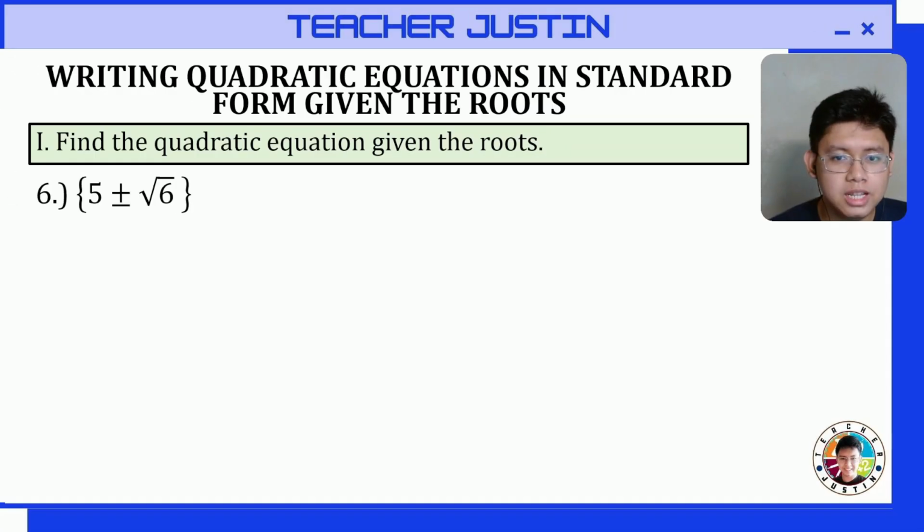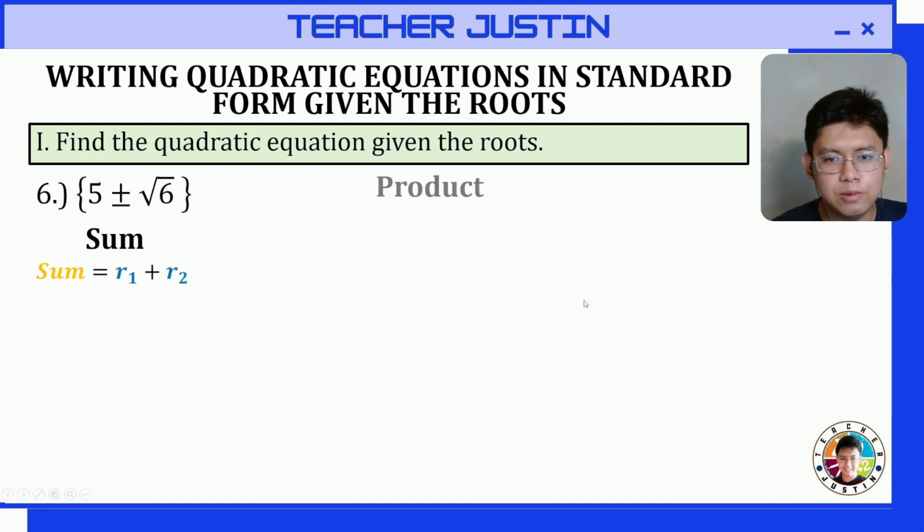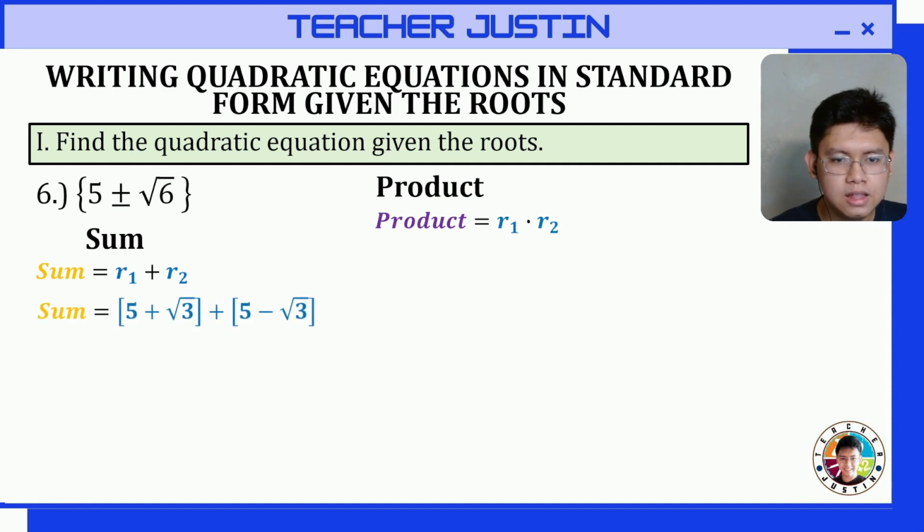Let's find the quadratic equation of these roots. So we have here 5 plus minus square root of 6. So para masulat natin 'to in quadratic equation, ang gagawin natin is we have to get the sum and product of our roots. So kunin natin yung sum muna. We're going to add 5 plus square root of 3 and 5 minus square root of 3.